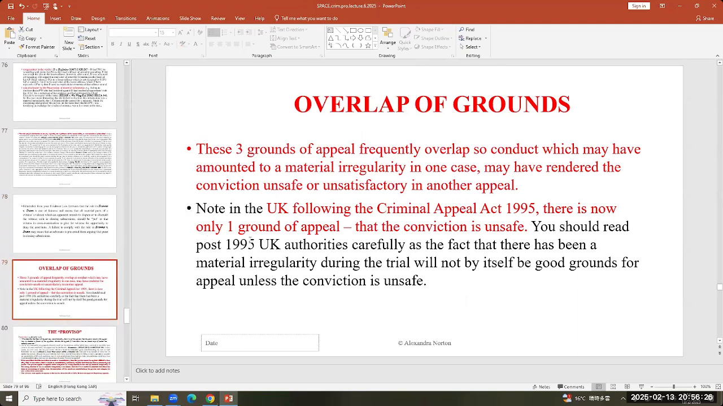So as you can see, the grounds of appeal frequently overlap. Just be careful if you're reading cases post-1995 from the UK, because the law has been changed. So there's now only one ground of appeal, which is that the conviction is unsafe. Our situation in Hong Kong is based on the old UK position of having these three different grounds of appeal. The reason the law was changed in the UK is because there was so much overlap between these different grounds of appeal. And they felt that a ground of appeal, just that the conviction was unsafe, really covered everything.